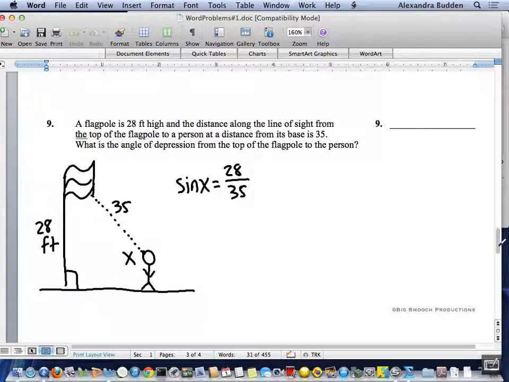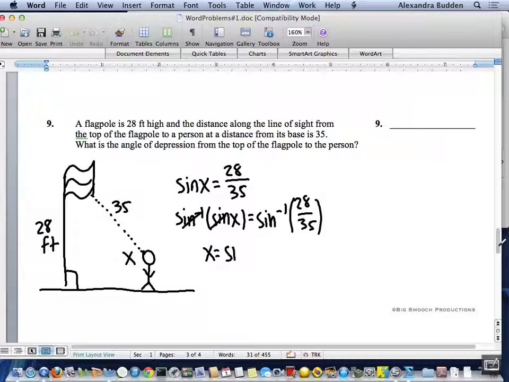In order to get rid of that sine, I have to take the inverse of both sides. Remember, if you take the inverse on the left side, you have to do it to the right side too. These two sines undo each other, so I'm left with x is equal to the inverse sine of 28 over 35. Remember in your calculator, in order to get inverse sine, you have to do second sine. When I do that, I get 53.13 degrees. And that's it.